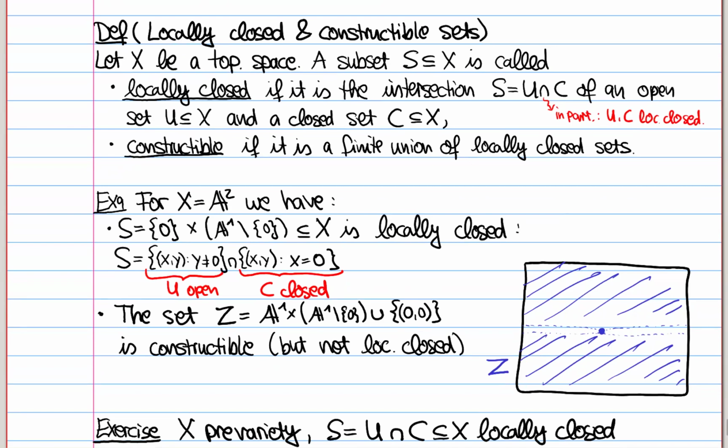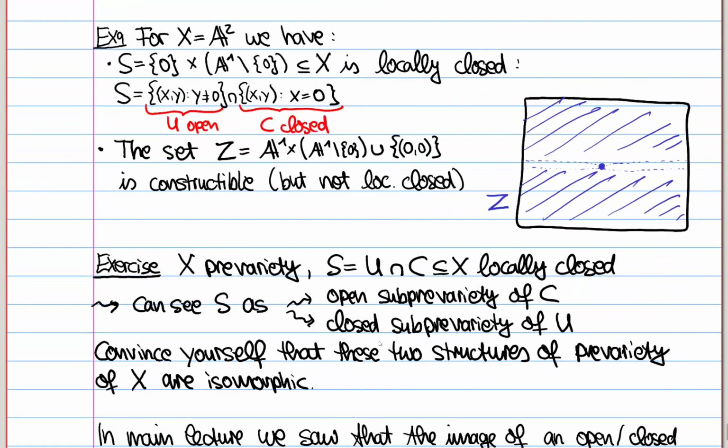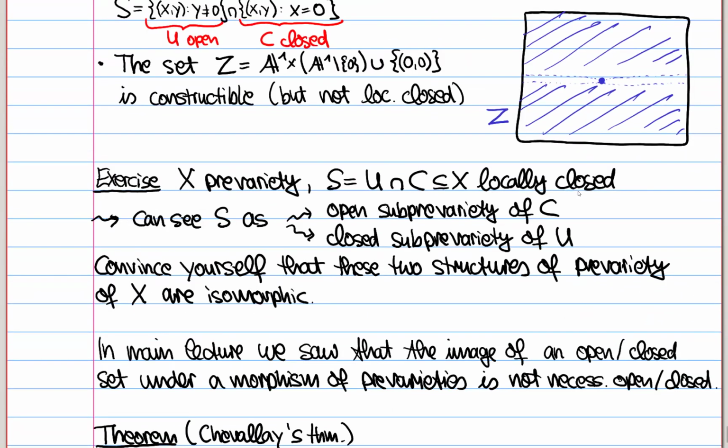The first thing is that you don't just have open or closed sub-pre-varieties, but in fact, if you have S, a locally closed set, so for example, S is given by U intersected C, U open and C closed inside a pre-variety X, then there are two possible ways to give this the structure of a pre-variety, because we can see it as an open sub-pre-variety of C, or we can see it as a closed sub-pre-variety of the set U. So these are two different possible structures. The exercise would be to convince yourself that these two structures of pre-variety are isomorphic by the identity. In other words, it defines the same structure sheaf on S. So we could also talk about locally closed sub-pre-varieties of a given pre-variety.